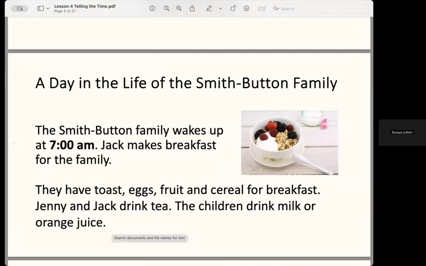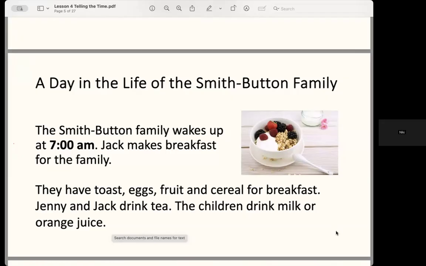In the name of Allah, a day in the life of the Smith Button family. The Smith Button family wakes up at 7 a.m. Jack makes breakfast for the family. They have toast, eggs, fruit, and cereal for breakfast. Jenny and Jack drink tea. The children drink milk or orange juice.